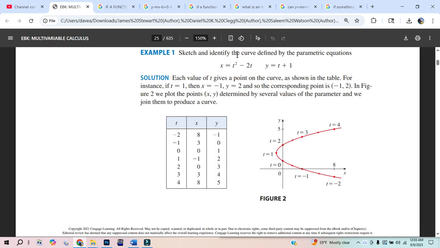Cool, so the solution. It says sketch and identify the curve. Each value of t represents a point on the curve. So if I throw in this value of t, I'm going to find the x and y values from these two equations, and that's going to be a point. So I see 8 and negative 1. I'm going to go over 8, down negative 1.